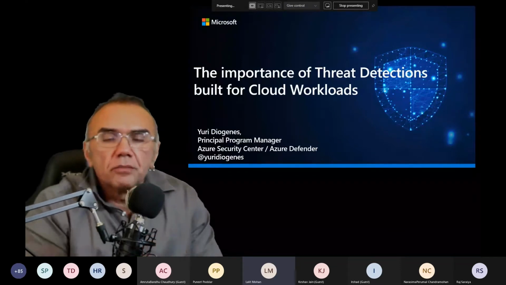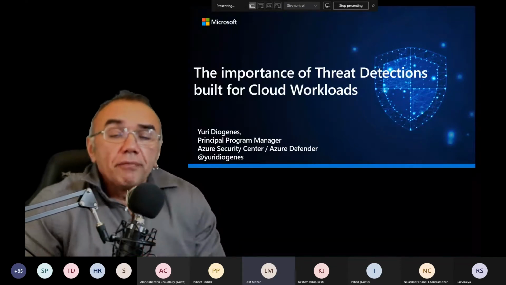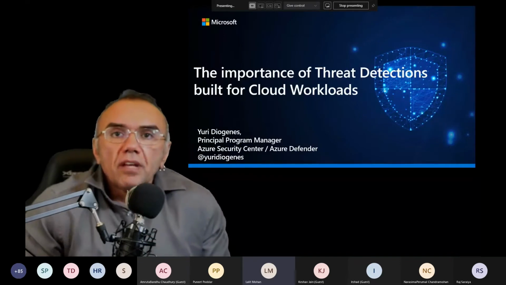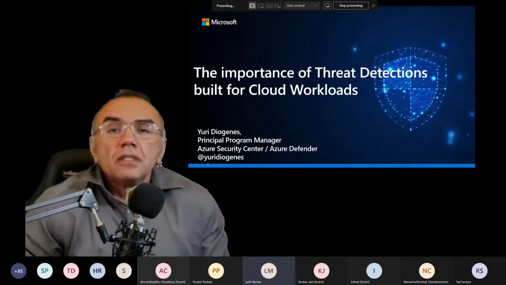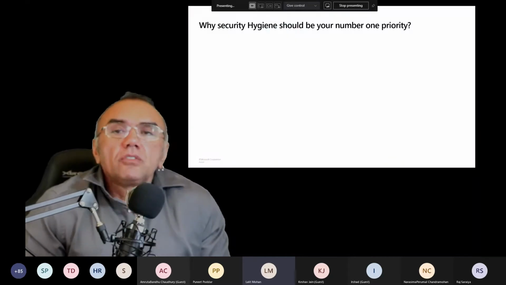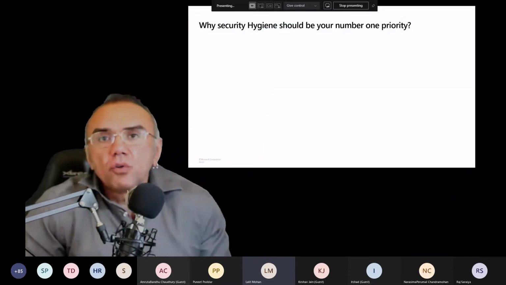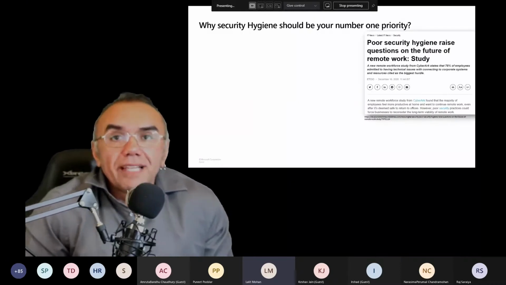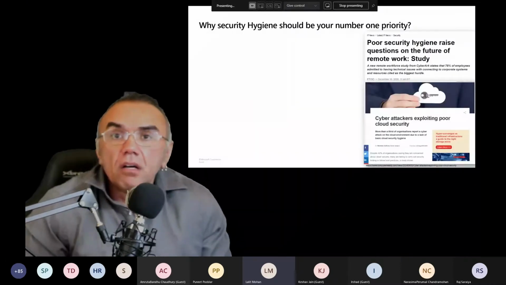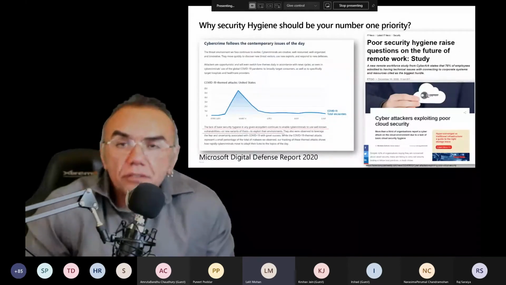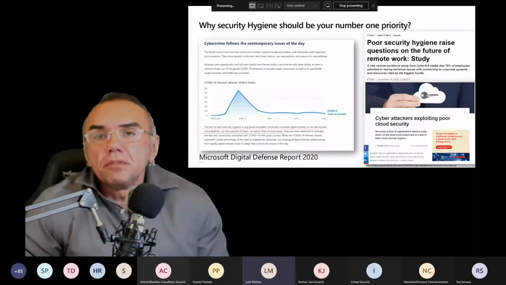This is a very important subject nowadays. But before diving into this, I want to bring awareness about something that is also truly important, which is secure hygiene. And we always start by talking about secure hygiene as your number one priority. And the reason for that is because threat actors are constantly utilizing known vulnerabilities and misconfigurations to be able to get into your system.